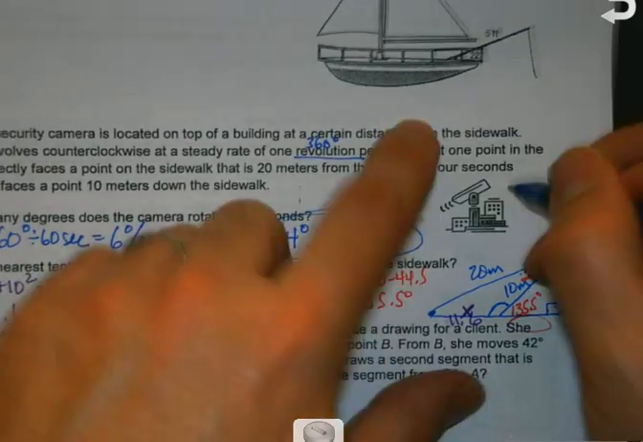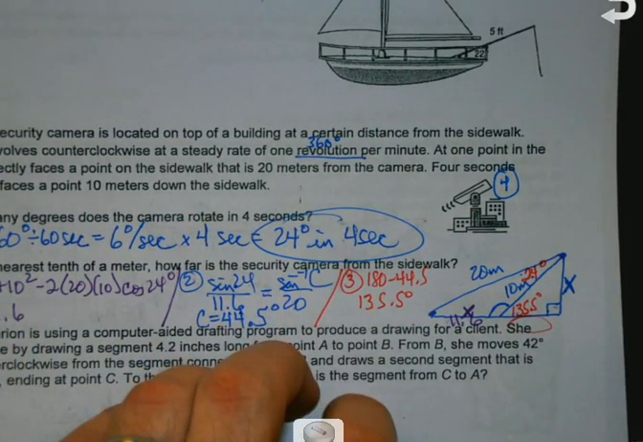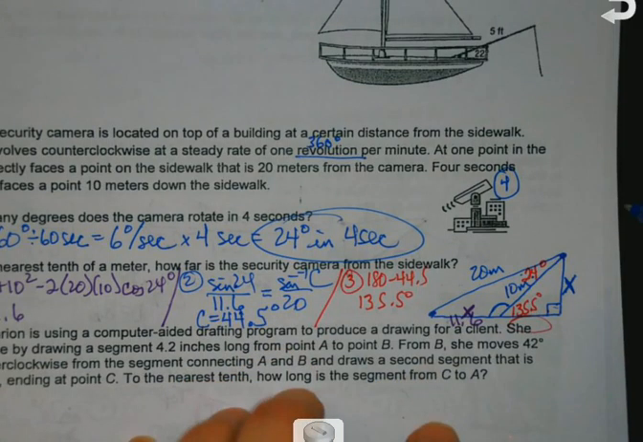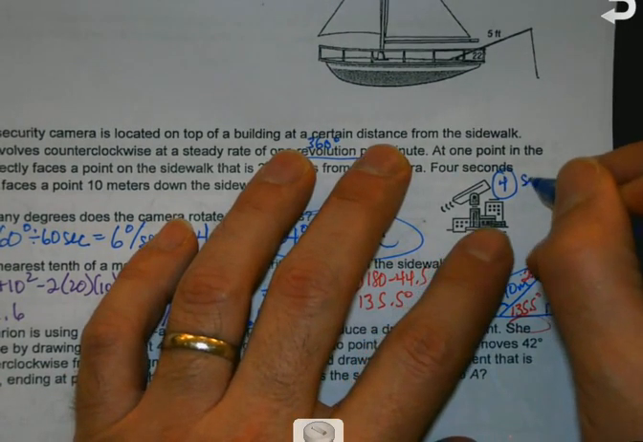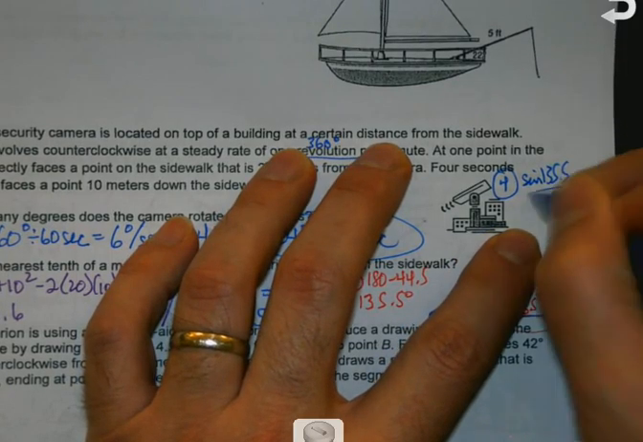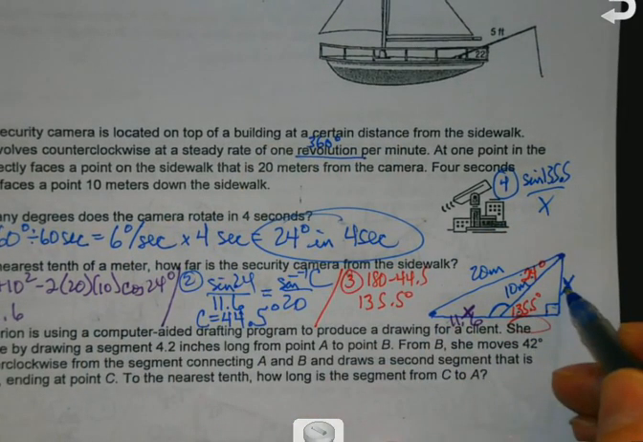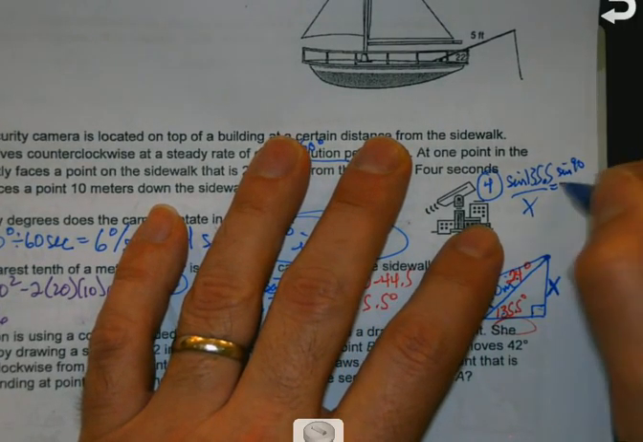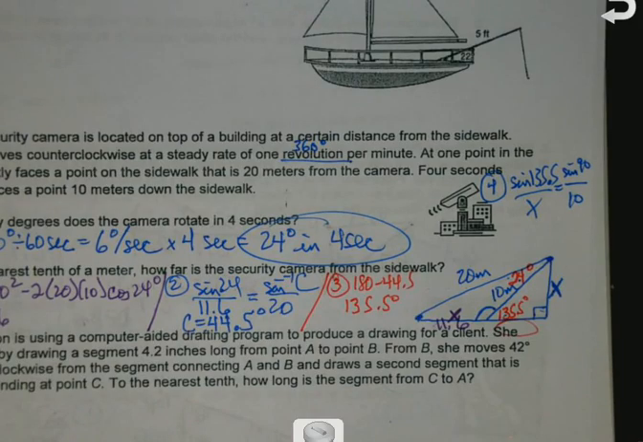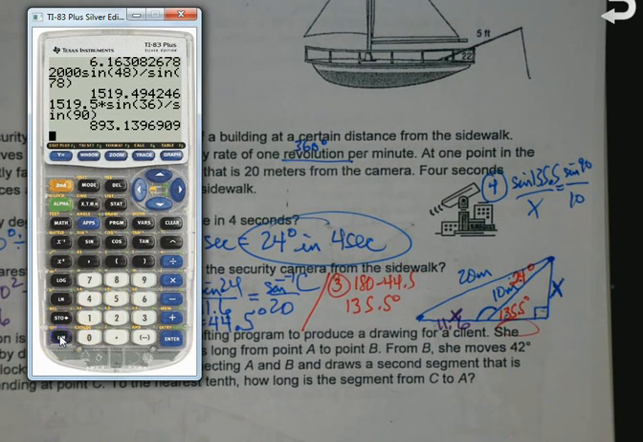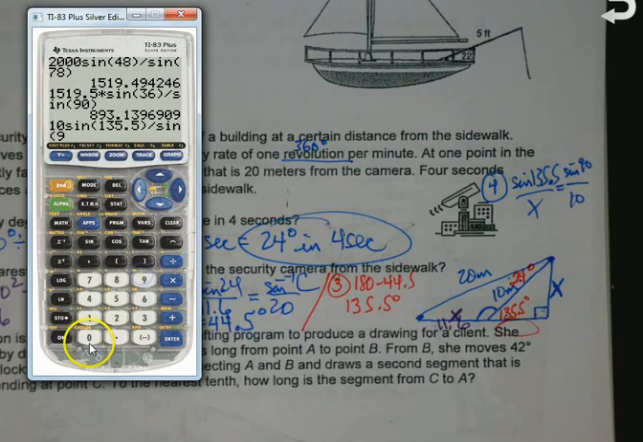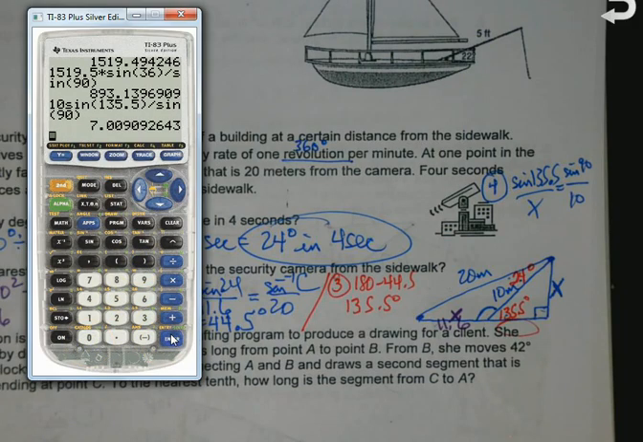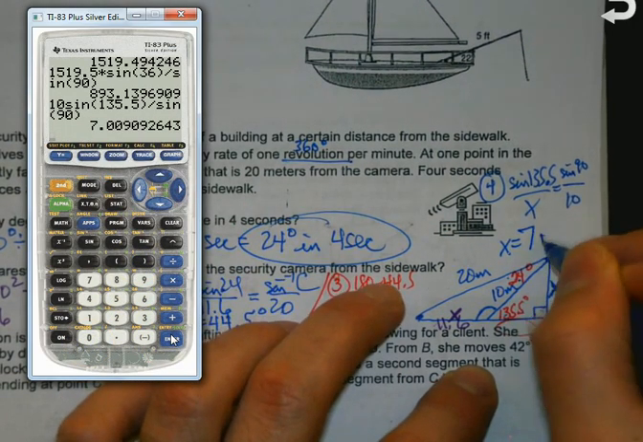Because the last and final part, you're like, good Lord, it's been a whole worksheet just on one problem, is going to be the sine of 135.5 is to x as the sine of 90 is to 10. So let's check this out and see what we finally have gotten ourselves into here. And we find out that it's about 7 meters.